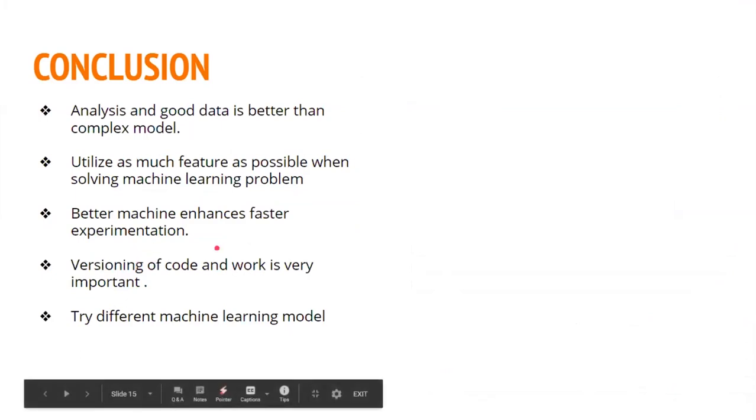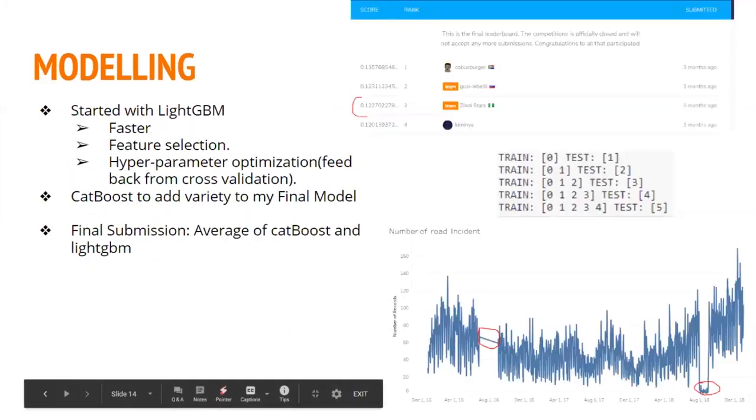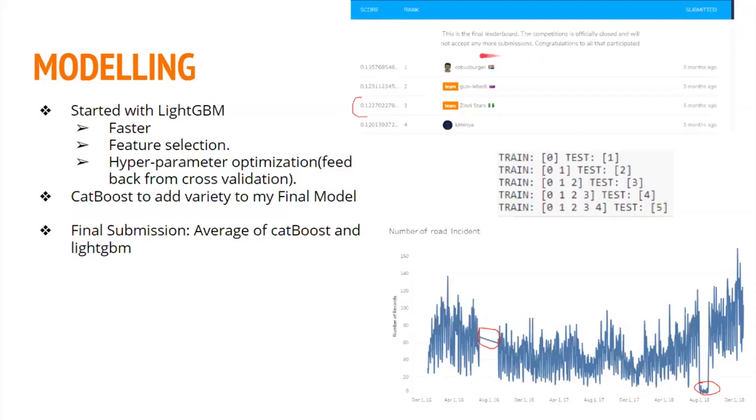And also, utilization of features is as important as possible. If you look at the leaderboard, you see the difference between the first and the second. The second, the third, and the fourth are almost in the same range. But for the first, the gap was really, really wide.